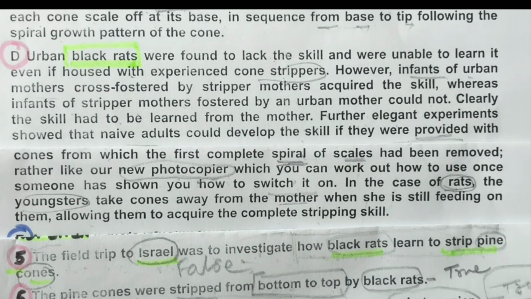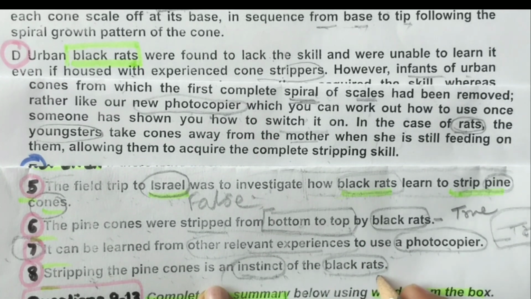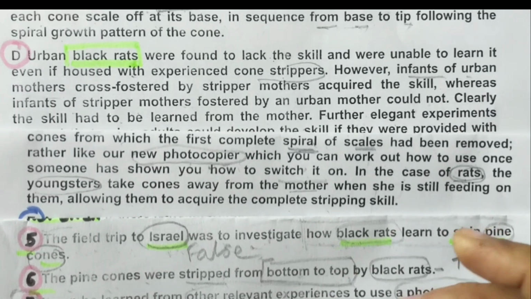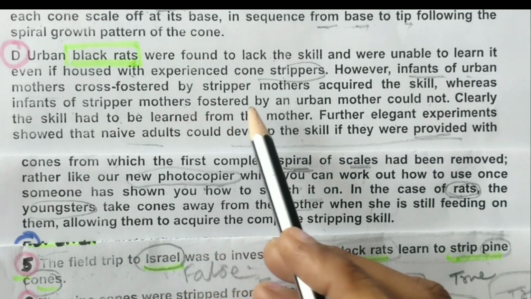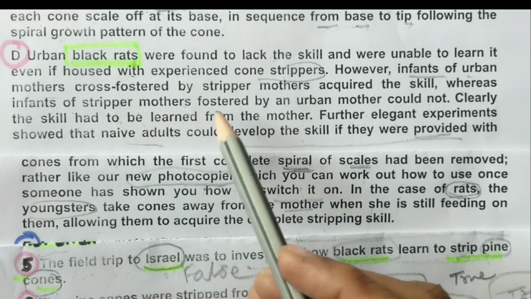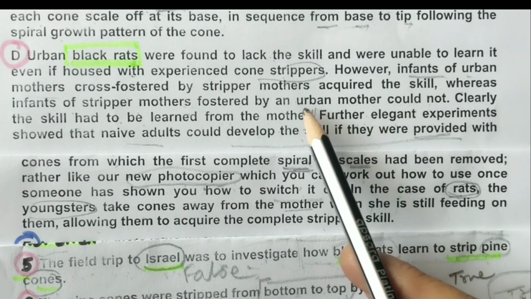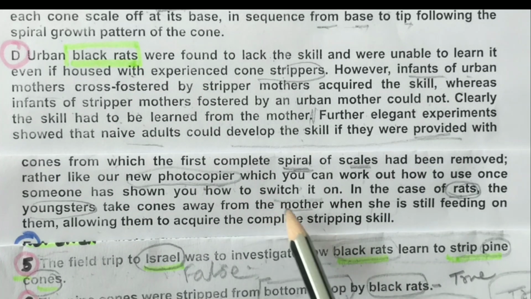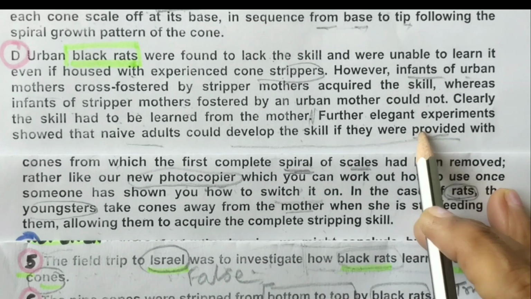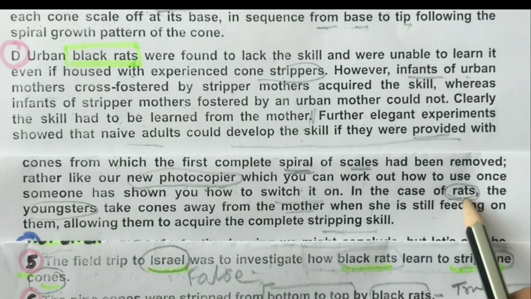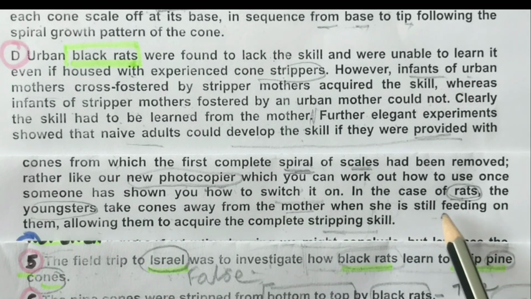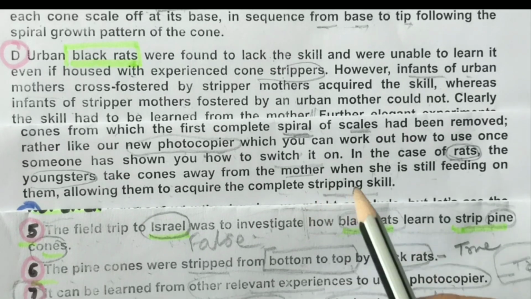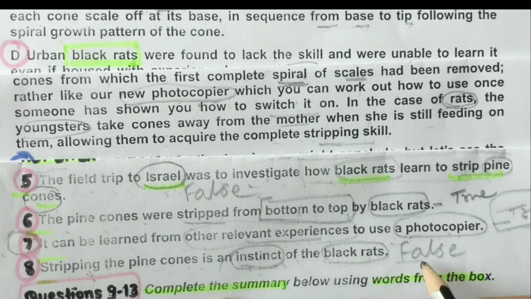Here it is given, stripping the pine cones is an instinct of the black rats. So this is false, because instinct means innate quality, but here they are saying whereas the infants of striper mothers fostered by an urban mother could not. Clearly the skill had to be learned from the mother. Yes, they are talking about black rats only. In the case of rats, the youngsters take cones away from the mother when she is still feeding on them, allowing them to acquire the complete stripping skills. Means here also they are saying it should be learned. It is not an instinct quality, so that is false.